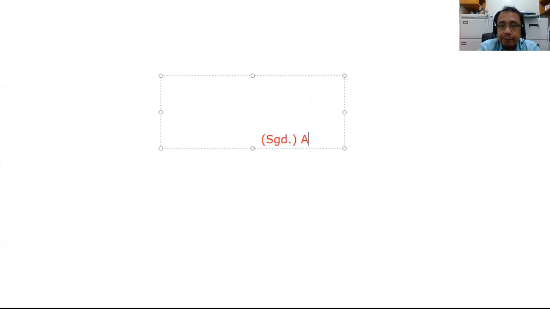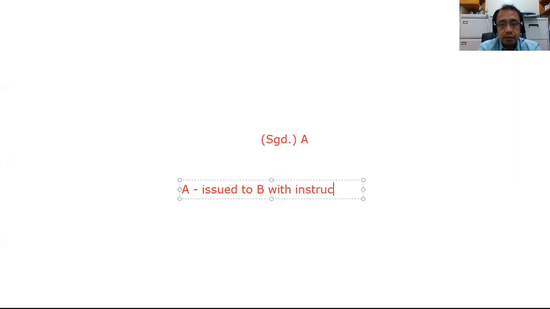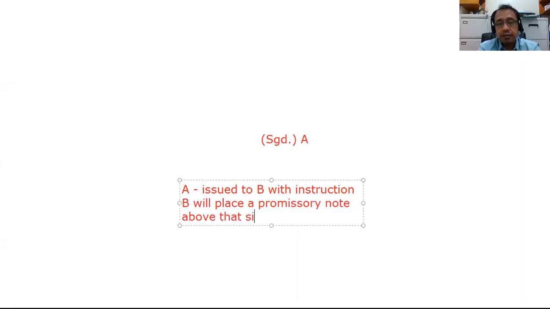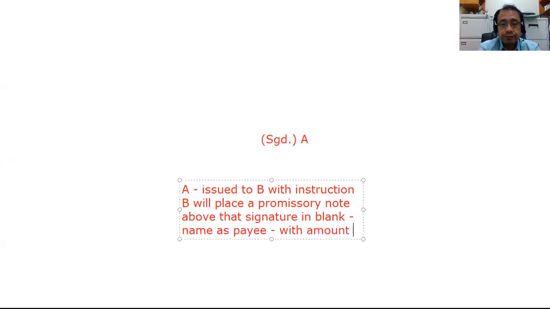No other entries except the signature. Tapos ano ang ginawa ni A? A thereafter issued it to B with instruction that B will place a promissory note above that signature, okay? Above that signature in blank, and place his name as payee with the amount of 1 million. Yan ang instruction. So B, being the holder, has again the authority to complete this instrument.